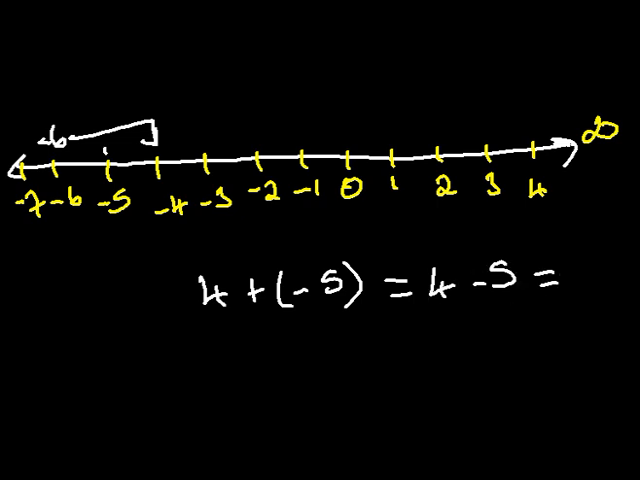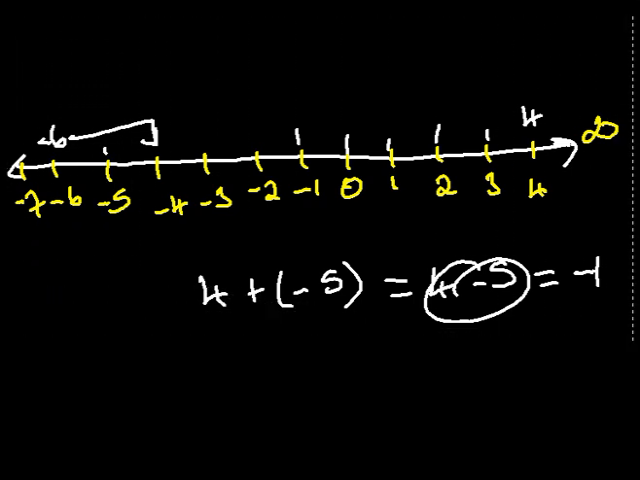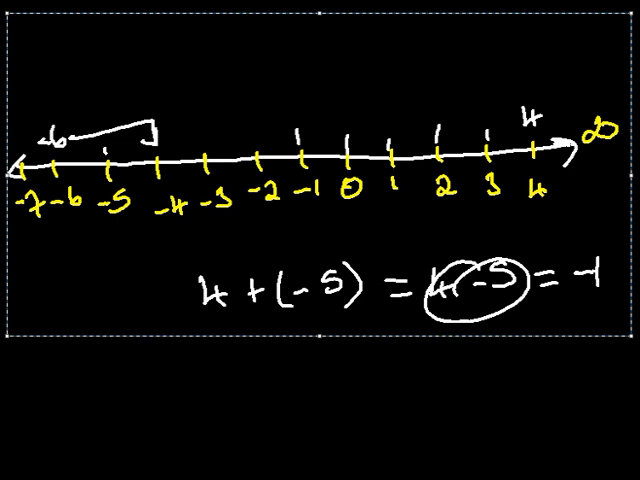So 4 is the reference point. This is our 4 here. And since this is negative, we need to move 5 steps towards the left of 4. So we'll have 1, 2, 3, 4, 5. So we are at -1. Which means 4 minus 5 is the same as -1. That is how you should understand adding or subtraction of numbers like that.